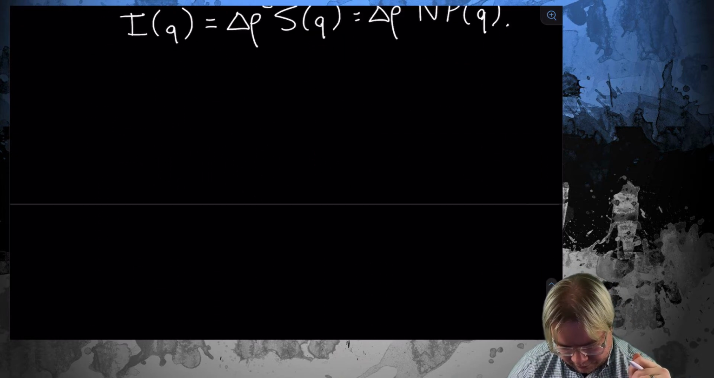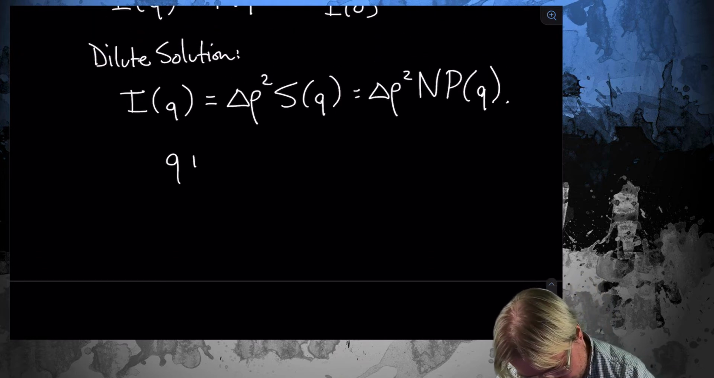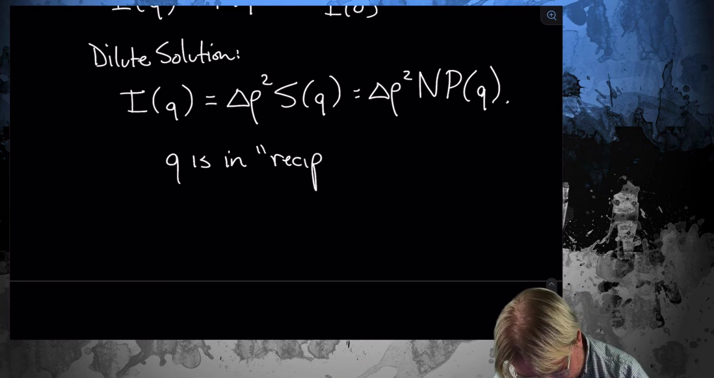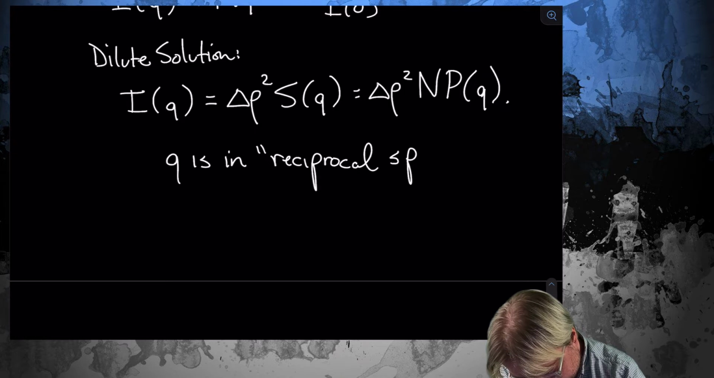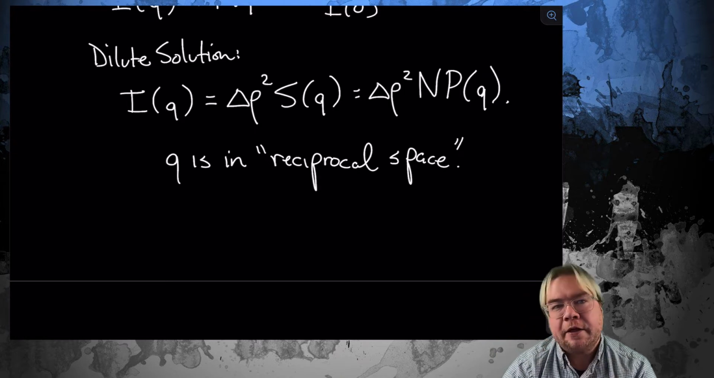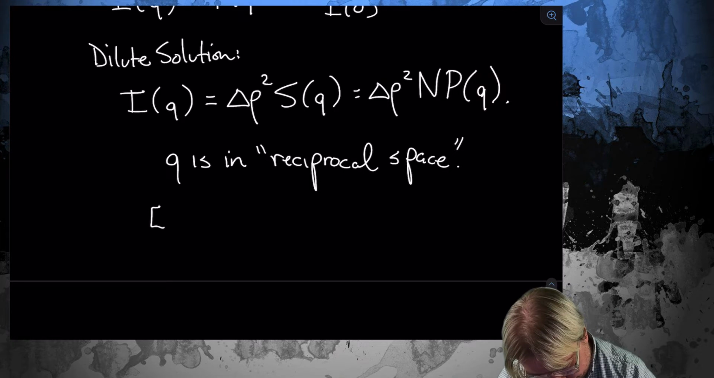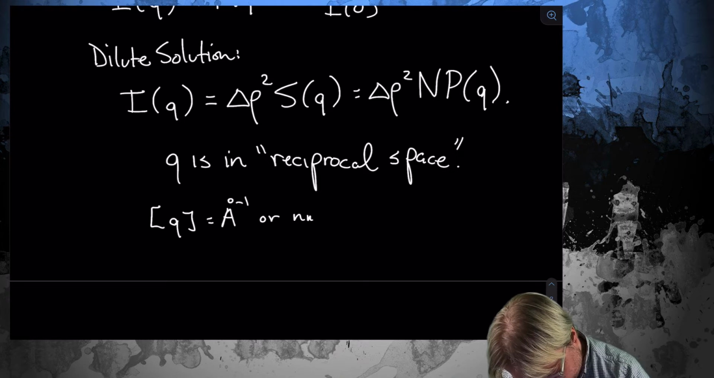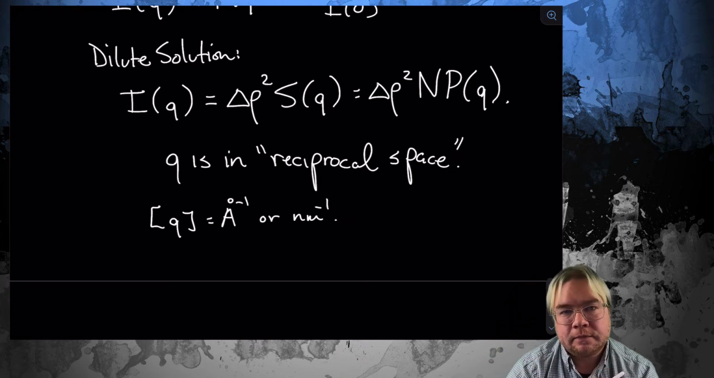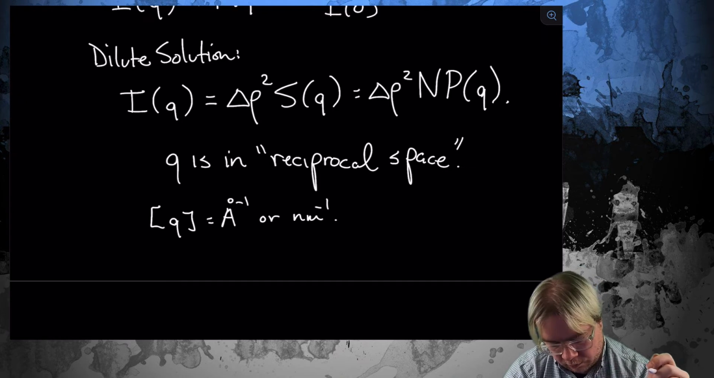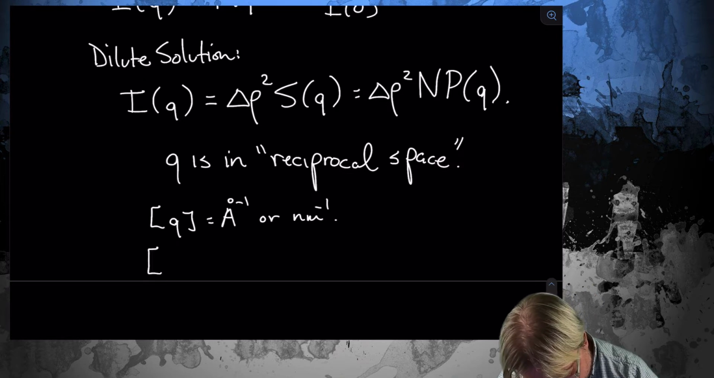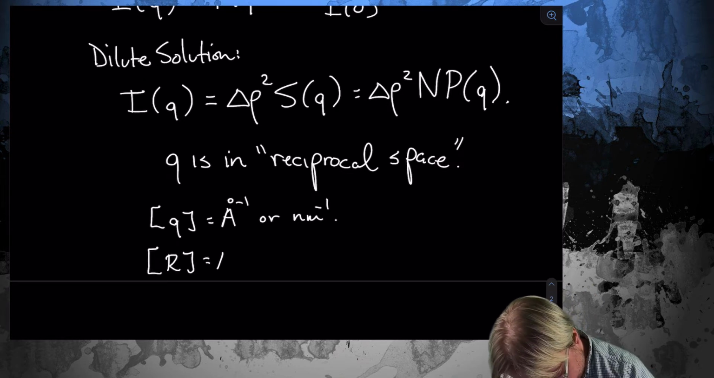Let's first remind ourselves what Q is. Remember that Q is in what we call reciprocal space. In other words, if I look at the units of Q, Q has units of inverse length, so inverse angstroms or inverse nanometers. Well, what are the units of length? Well, the opposite of that. So if I was to look at the size of my chain, the size of my chain would be in units of angstroms or nanometers.